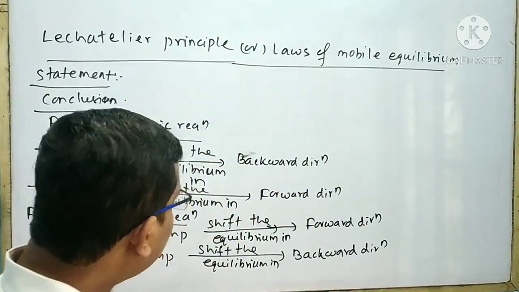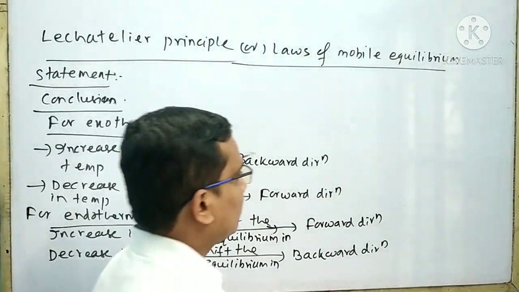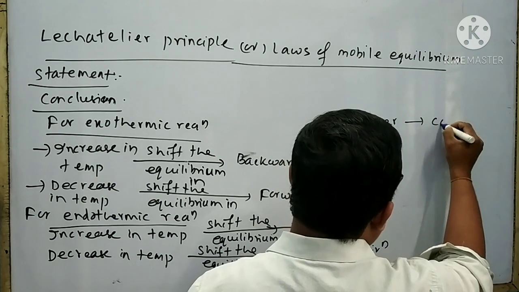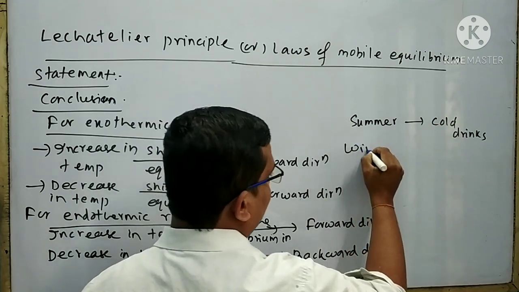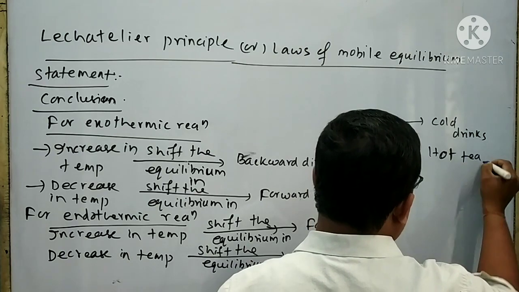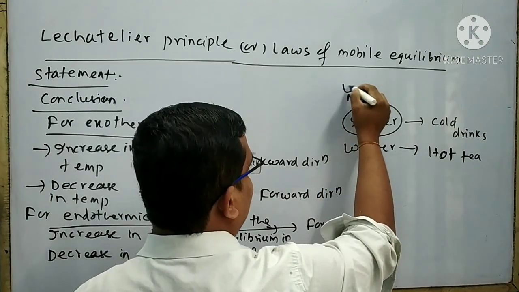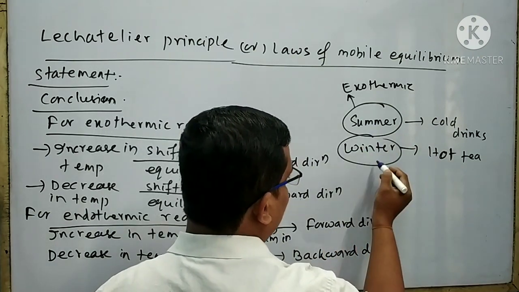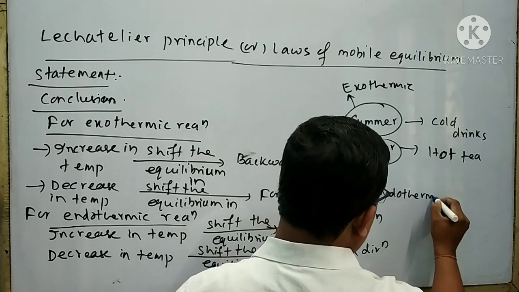For remembering such a concept, generally we use a daily life example. Generally, in summer season we want to drink cold drinks, but in winter season we want to drink hot tea. Remember, for summer season generally we think about the exothermic reaction. For winter season we generally think about the endothermic reaction.